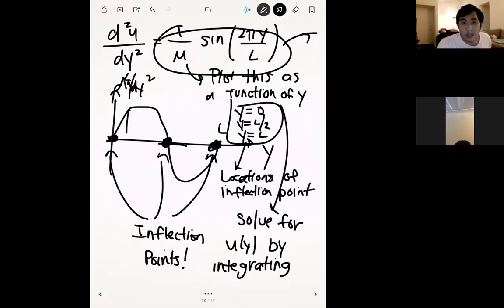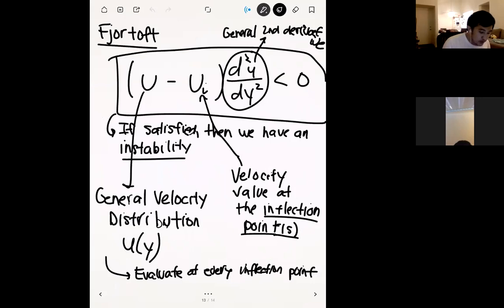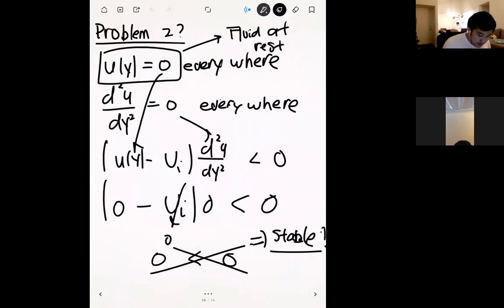And so once you've determined the locations of the inflection points, you're going to need to plug that into u of y, right? After you've integrated this d squared u dy squared, you're going to get a function u of y. And so in order to get u_I, what you need to do is evaluate. There's no space anywhere. I'll do it on the next page. So in order to get u_I, you're going to evaluate the velocity at 3 locations.